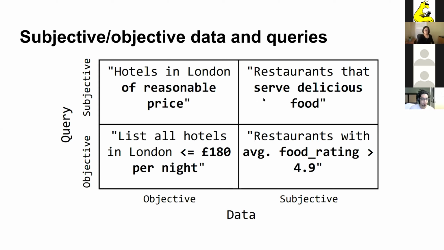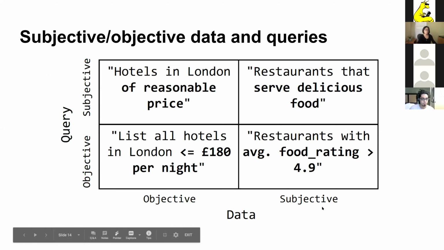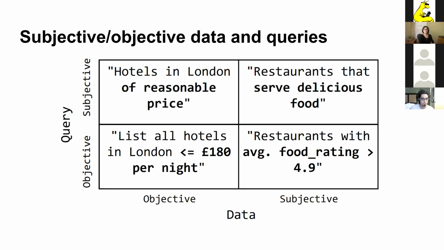Subjective databases is really looking at this quadrant here, where we have subjective queries against subjective data. Subjective queries meaning queries are in natural language form or in natural language phrases, against subjective data such as product reviews or hotel reviews. By the way, please feel free to interrupt and ask me any questions you may have.